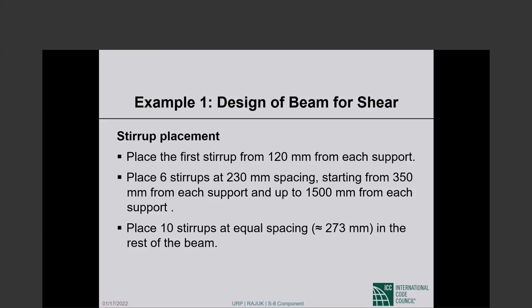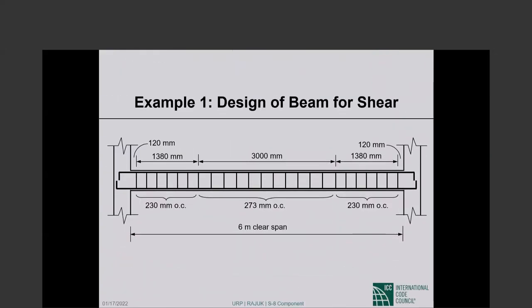So if you just read the example once or twice, you will see that it's pretty simple stuff. So the first one at 120, then a few at the 230, and then the remainder of the beam span is covered by the same reinforcement at a spacing of 273 millimeters. And this is the complete shear design of the beam.